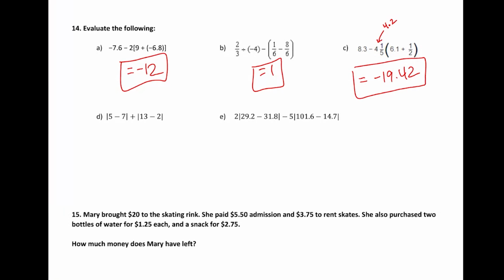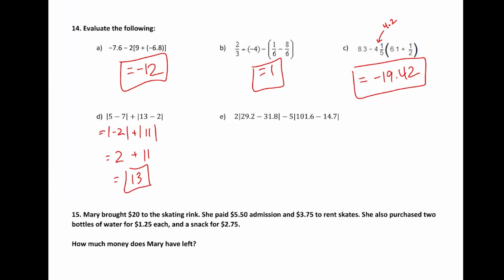Okay, so with D and E, we've got these absolute value bars, and I want you to evaluate those separately. So basically type in the calculator the stuff in the bars. So 5 minus 7 is negative 2, 13 minus 2 is 11. And then when you take the absolute value of a number, as we talked about in the lesson, all that really does is change that number to be positive. So the absolute value of negative 2 is positive 2. Absolute value of 11 is 11. 2 plus 11 is 13.